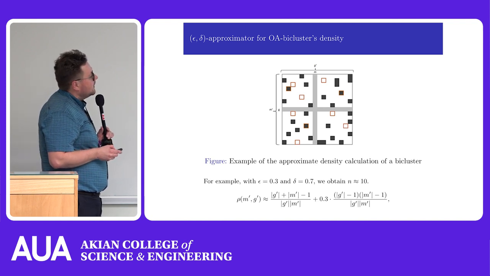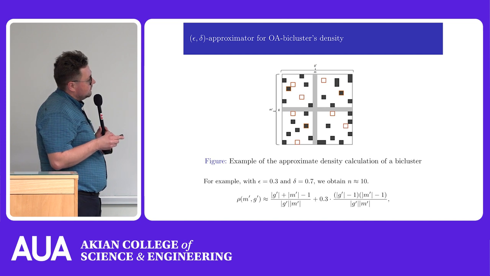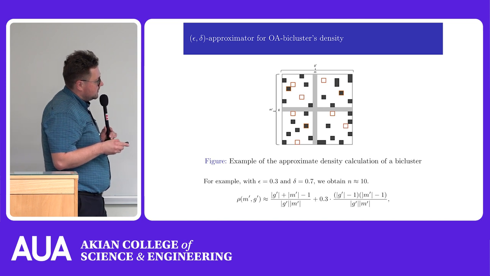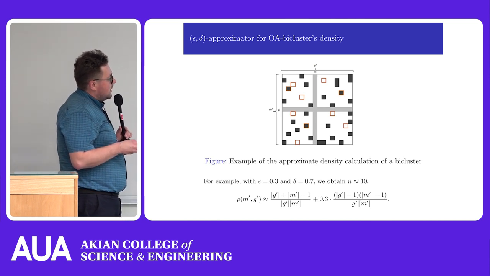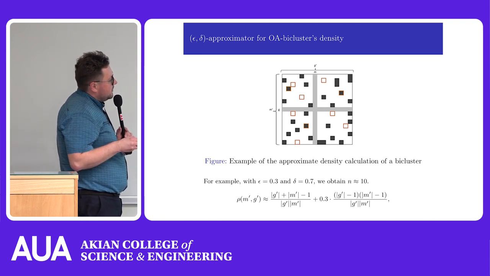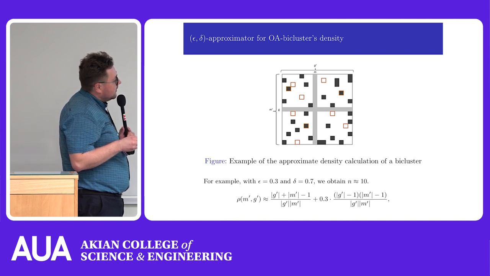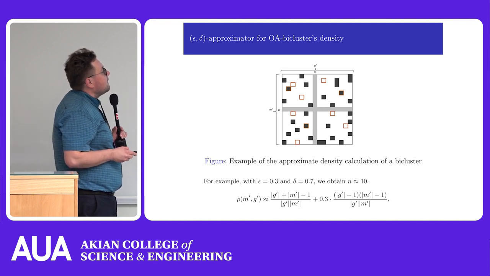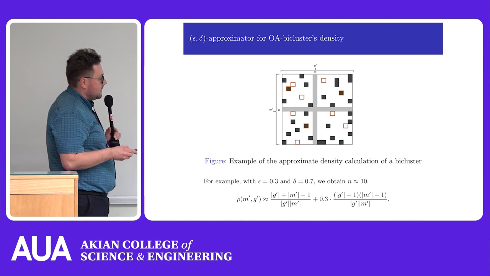Here is a small example. We have a rather sparse bicluster. We can compute the density of this gray cross almost immediately by this formula, and with the formula for n as a function of epsilon and delta, this accuracy and this probability threshold, we obtain that we need to test 10 samples. We test these 10 samples and find out that among these 10 samples, only three non-empty cells are among them, and that's why the coefficient here is 0.3, and this is the size of non-gray areas together.